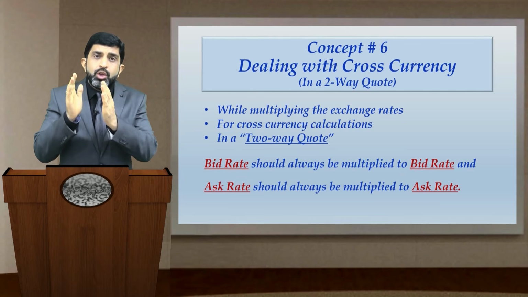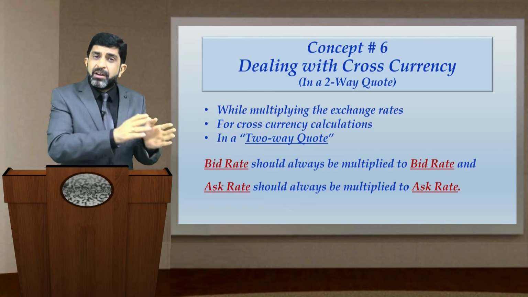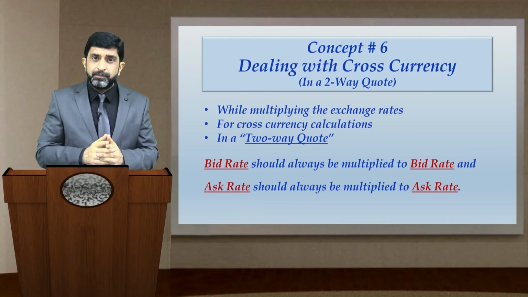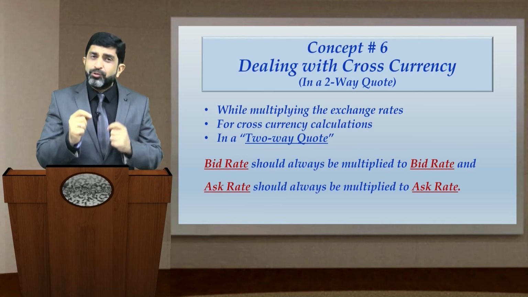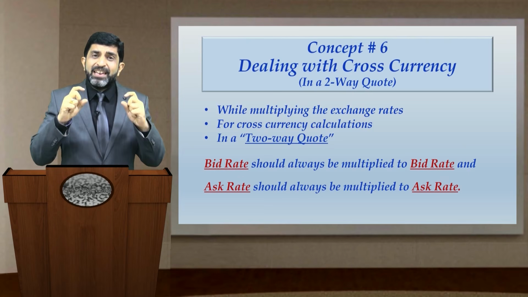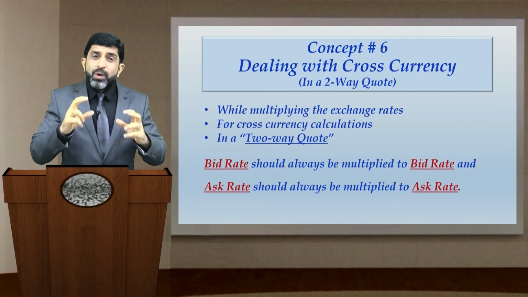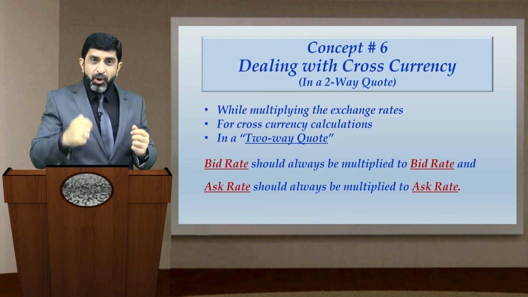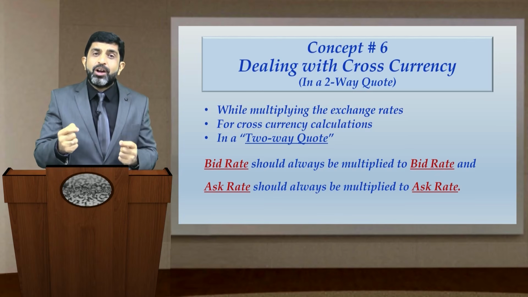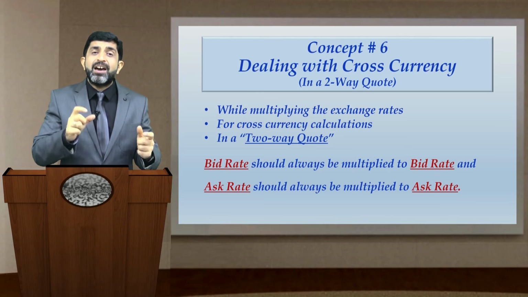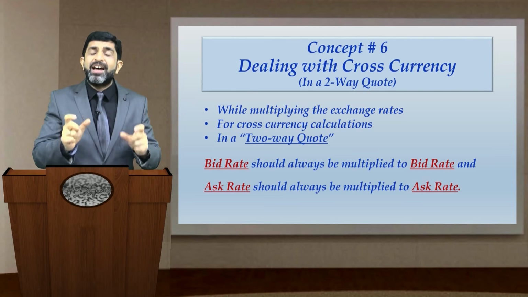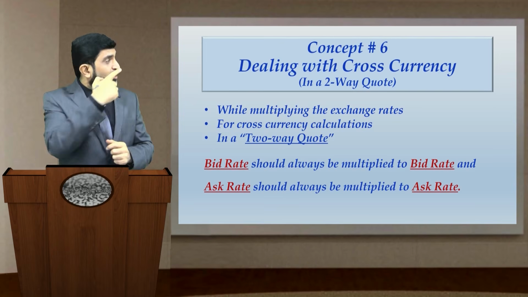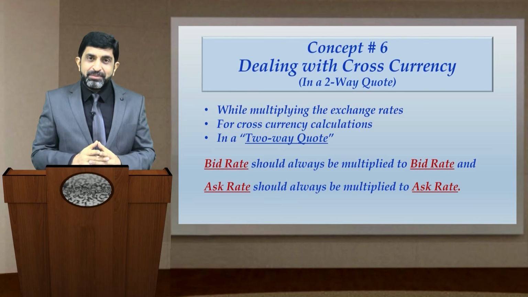As a thumb rule, you are going to multiply bid rate with bid rate and ask rate with ask rate. So let us do one thing now. We take a calculative example. We learn how to apply this point, and then we talk about the reasoning why we are multiplying bid with bid and ask with ask. So pay attention on the screen, an example coming up.